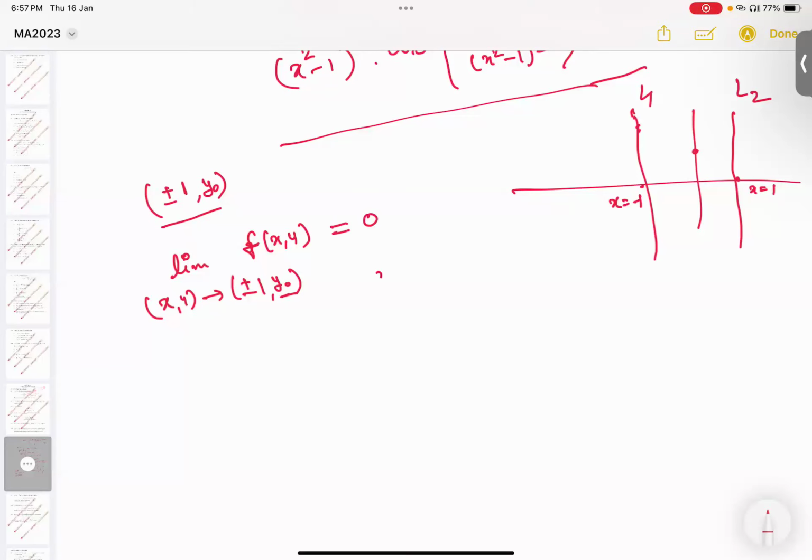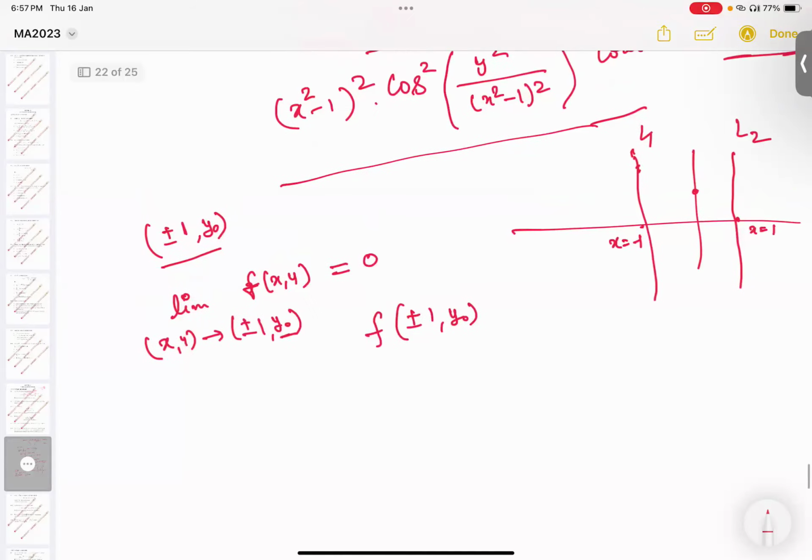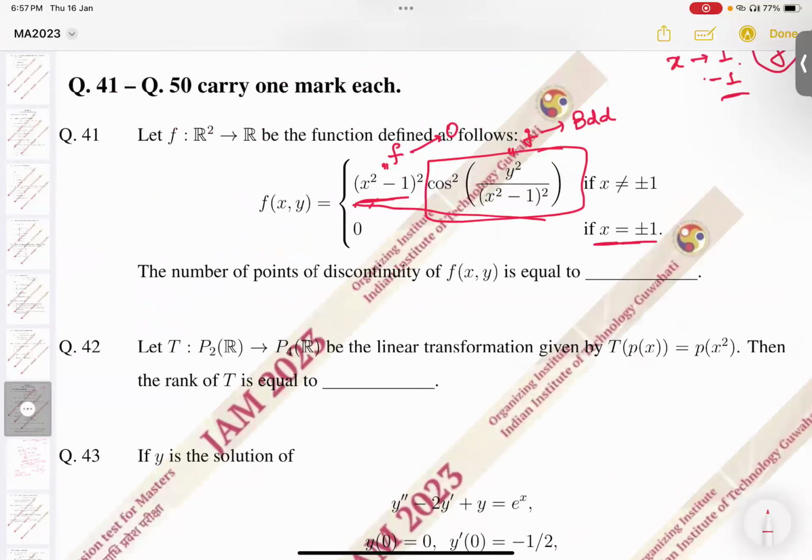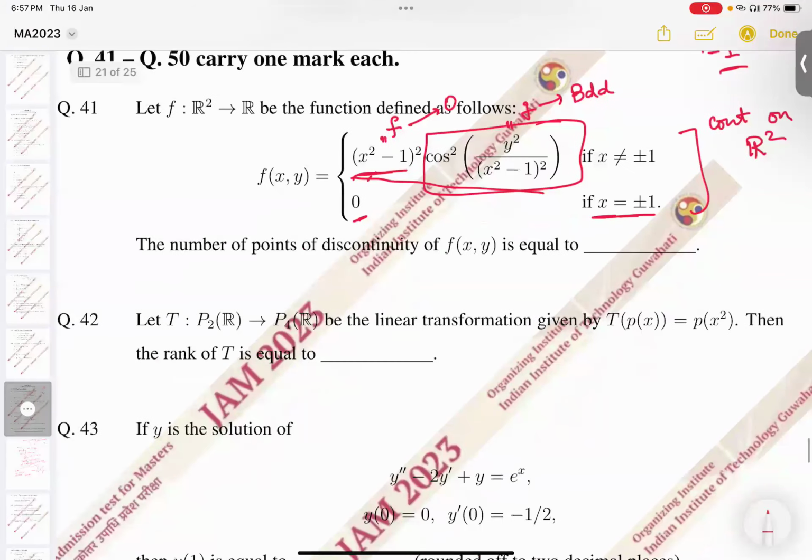And what is the value of the function at plus or minus 1, y naught? What is the value when x is plus 1 or minus 1? In the function given, if x equals plus 1 or minus 1, then the value will be 0. So this function is continuous everywhere. So at how many points is this function discontinuous? Zero. This function is continuous everywhere, continuous on R square. So there is no point where this function is discontinuous, so the answer is 0.